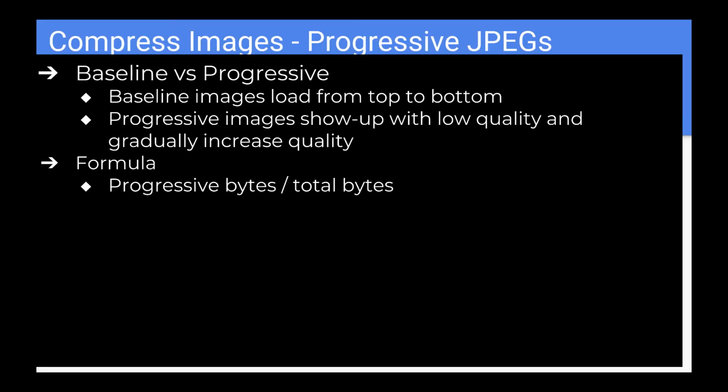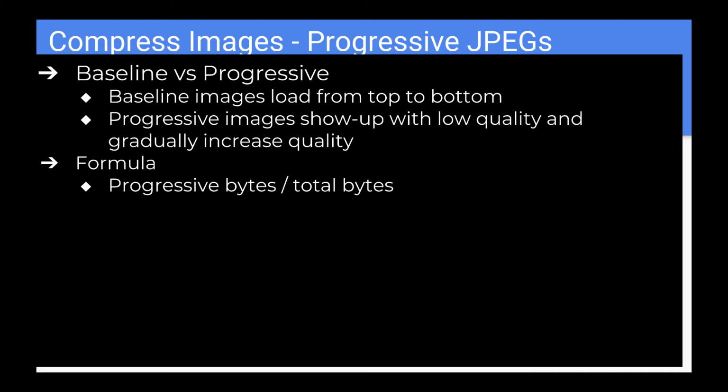Let's talk about the second type of images. JPEG images are of two types, baseline or progressive. Most images used on the web are baseline, which appear to load from top to bottom. Progressive JPEGs, on the other hand, show the entire image with low quality at first, then with gradually increasing quality. The advantage of the progressive JPEG type is that the user perceives it to load more quickly, even if it's of a low quality. The formula to calculate progressive JPEGs is progressive bytes divided by the total bytes.